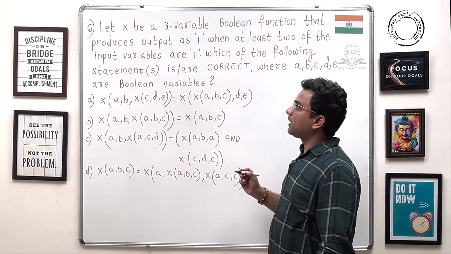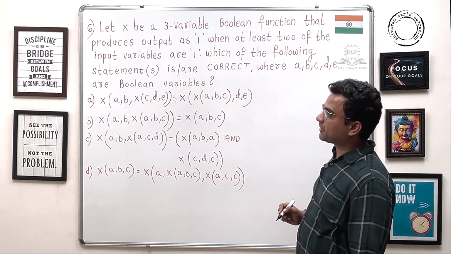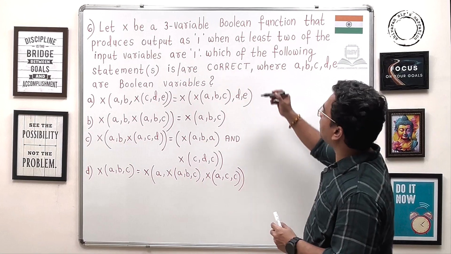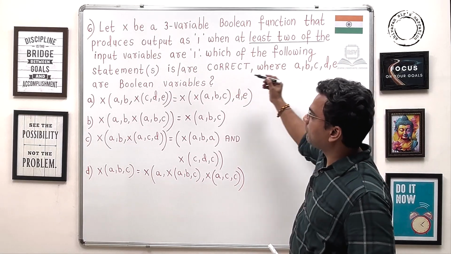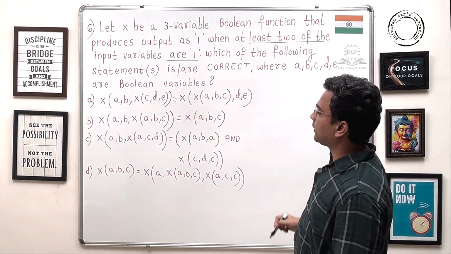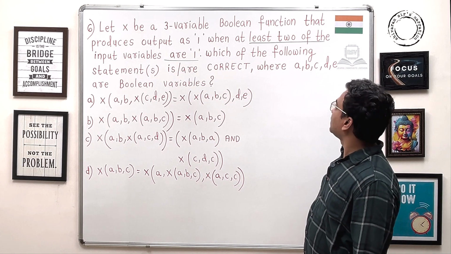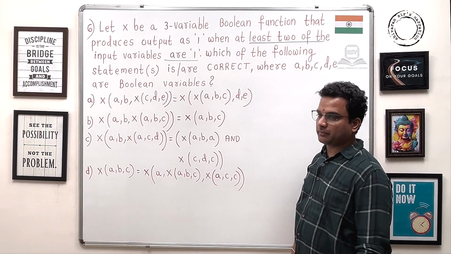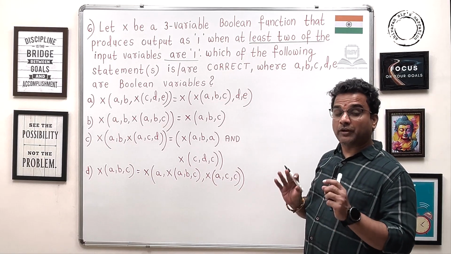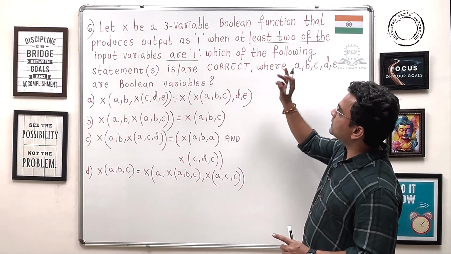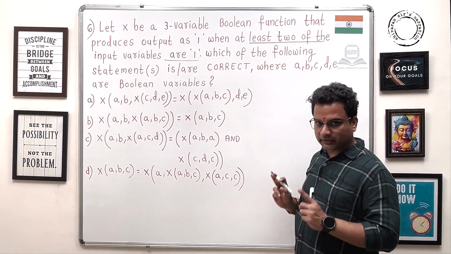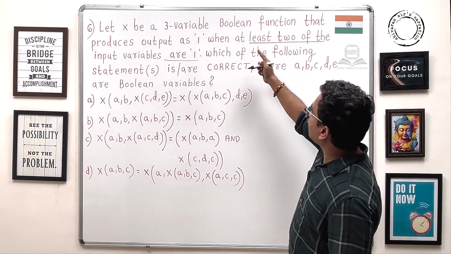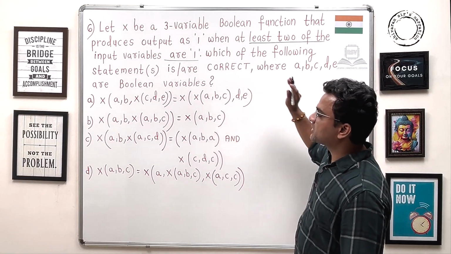Question number 6. Let X be a 3 variable Boolean function that produces output as 1 when at least two of the input variables are 1. Which of the following statements are correct where A, B, C, D, E are Boolean variables? First of all, we need to get the function as per this given statement. What they told? The output becomes 1 when at least two of the input variables are 1.